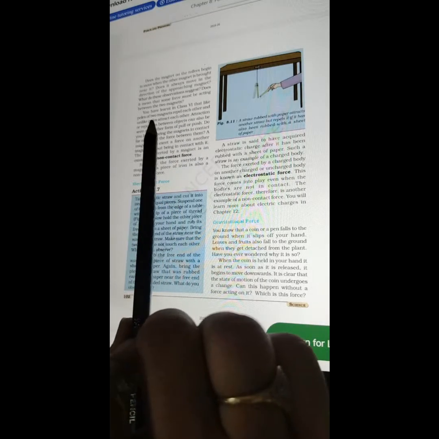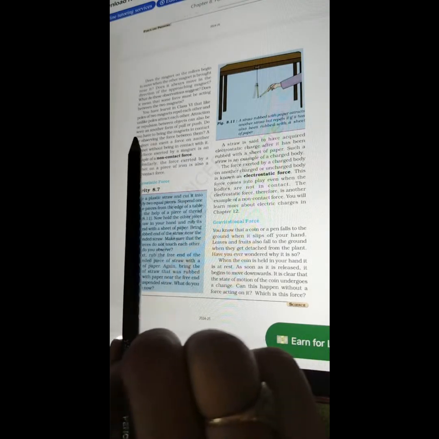What do these observations suggest? Does it mean that some force must be acting between the two magnets? You have learnt in class 6 that like poles of two magnets repel each other and unlike poles attract each other. Attraction or repulsion between objects can also be seen as another form of pull or push.